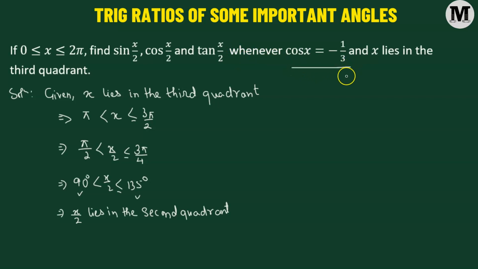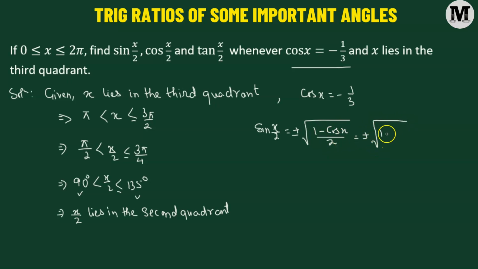Okay, so let's begin. Here we have cosine of x given by negative 1/3. Using this, first let's find the value of sine x over 2. Now we know that sine x over 2 is given by plus or minus the square root of (1 minus cosine of angle x) whole divided by 2. When we substitute this, we get plus or minus the square root of (1 minus negative 1/3) divided by 2. That's 1 plus 1/3, which is 4 over 3, divided by 2, and simplifying this, we get square root of 2 over 3.